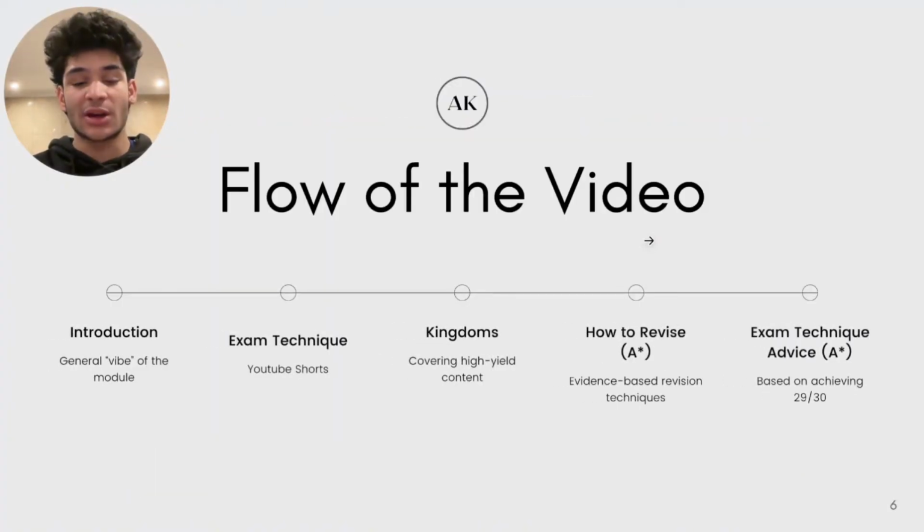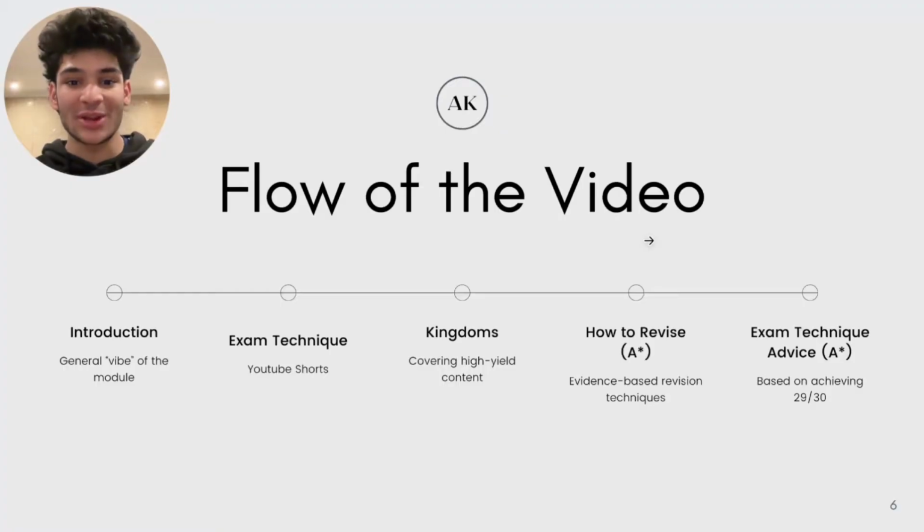Here's the flow of the video. I'm going to do an introduction, which I'm doing at the moment, which is the general vibe of the module. I'm going to cover the key information, which you should know. So this is hopefully going to be useful for Year 12s and Year 13s. The second thing I'm going to do is a short summary of exam technique. The reason why I'm doing this now, early on, is because when I provide information, I'm going to do it in a way that's conducive to exam technique. You'll understand what I mean by that in a second.